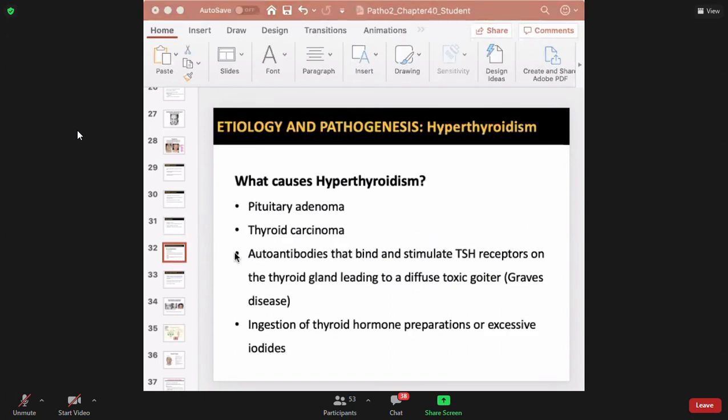Like I mentioned before, it could be due to a pituitary adenoma or a thyroid carcinoma. So if it's a pituitary adenoma, is your hyperthyroidism primary or secondary, guys? Secondary, okay? And if it's a thyroid carcinoma, is it primary or secondary? It's primary, okay? And if it's autoantibodies stimulating TSH receptors on the thyroid gland, like Graves' disease, is it primary or secondary? It's definitely primary. Very good.